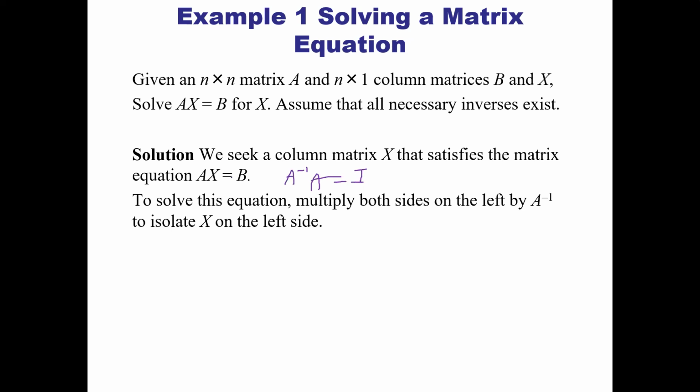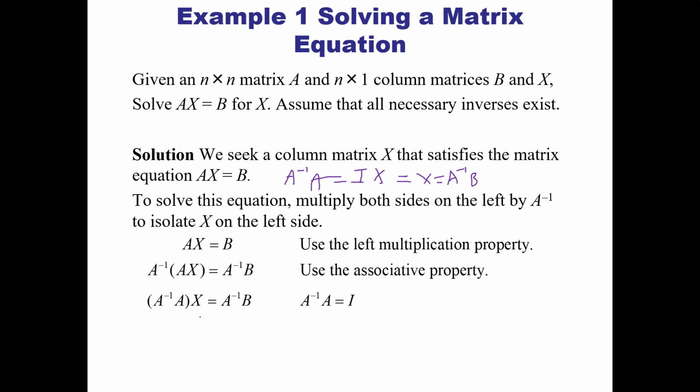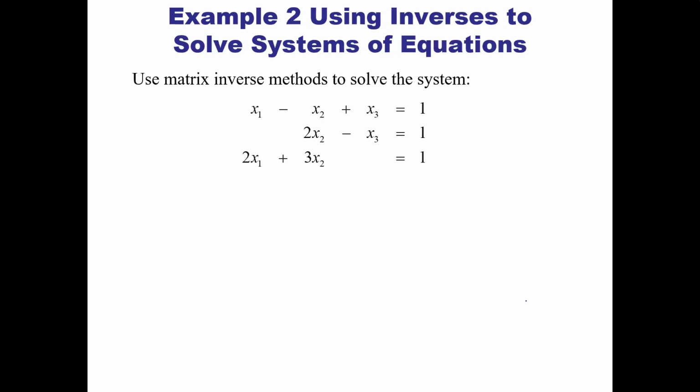On the right, we're going to have A inverse times B, but on the left, it's I times X. Remember, I times X is just X. So now we have X equals A inverse B. Going through all that, this is what we have: X equals A inverse B. That's what we're doing here, using our associative property, multiplicative properties, and so on.